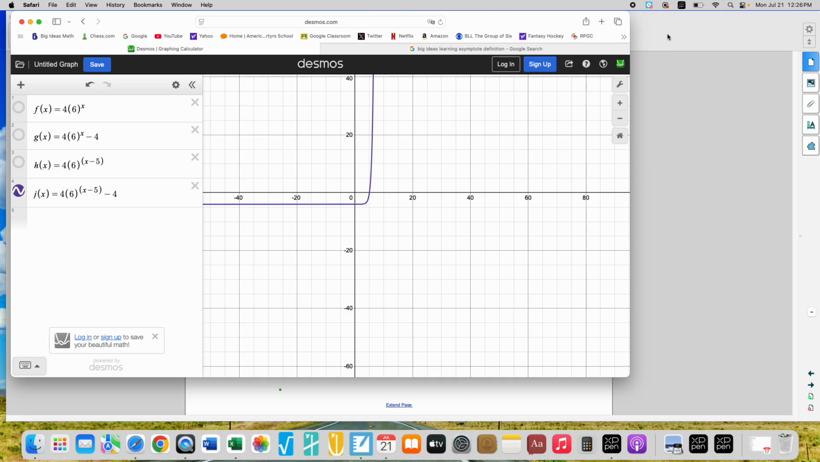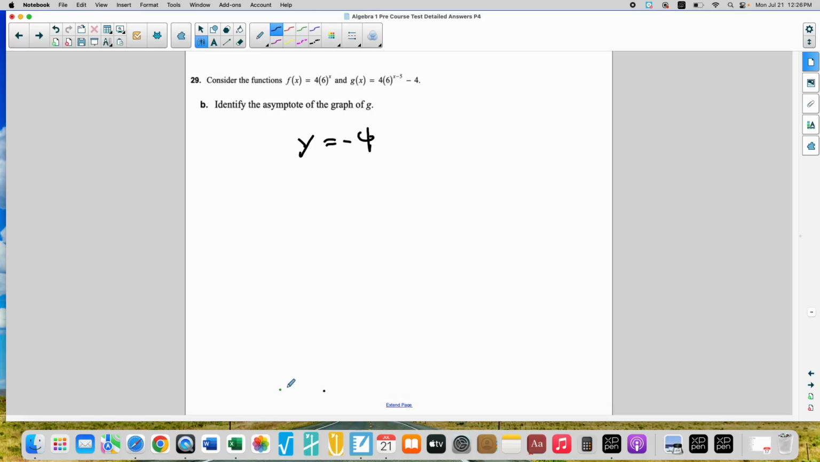So those are asymptotes. We already said it's a horizontal one, so it's going to go through the y-axis. That's why my answer is y equals -4.